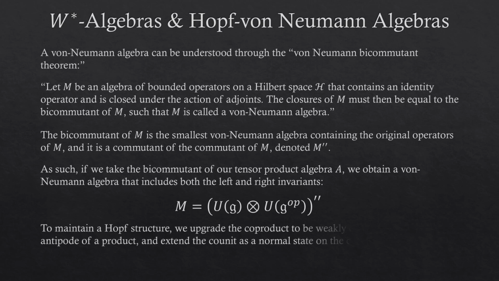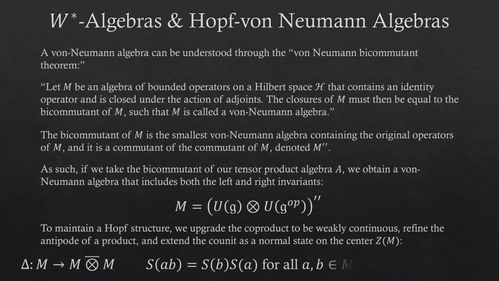But to maintain a Hopf structure, we obtain the coproduct in a weakly continuous way. So we can refine the antipode of a product as well and extend the co-unit as a normal state of the center of the algebra M. So the coproduct here maps us from M to a weak tensor product between M and itself.